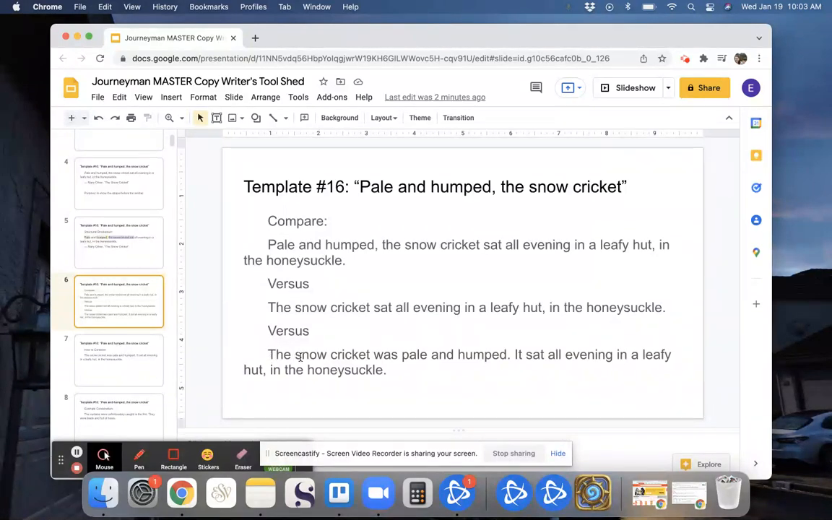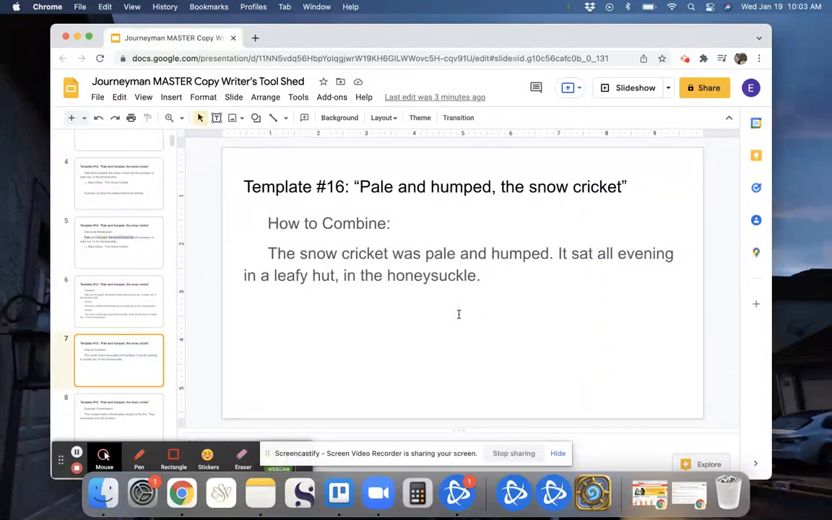Third version: the snow cricket was pale and humped. It sat all evening in a leafy hut in the honeysuckle. And so you can see we have the pale and humped here, the adjectives, but it doesn't have the same flow. Again, we have it separated in these two different sentences instead of combining it together. And that's what leads us into our homework exercise for today. You're going to be taking these different sentence pairs that are in the less mature sentence style and combining them to create something that matches the structure of this template.